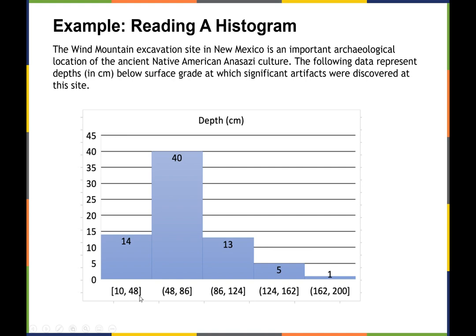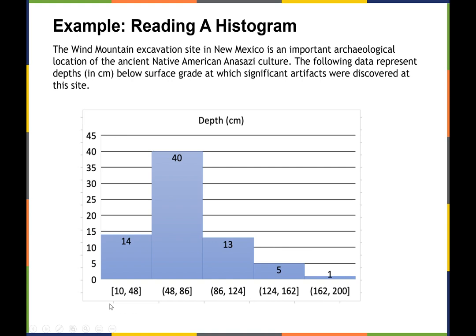That's what the square bracket means, remember. So anywhere between 10 and 48. The next bin goes from 48 to 86, but doesn't include 48. So 48 would go in this bin, but 86 would be included here. 86 to 124, 124 to 162, and 162 to 200.